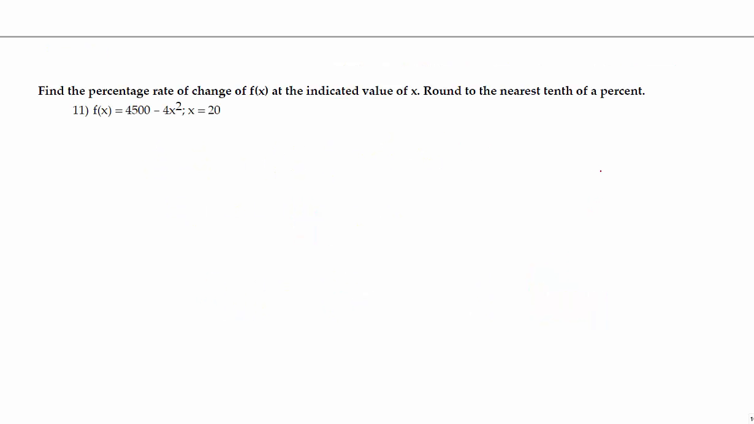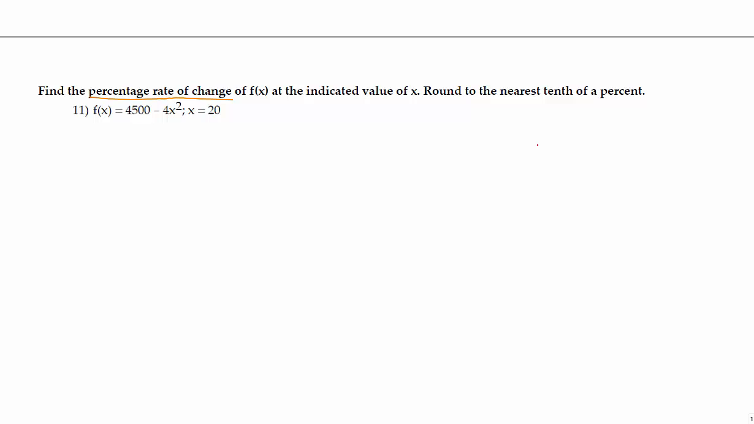Number 11, we are asked to find the percentage rate of change. Like I said, when you get into these applications, you've got to learn how to read the questions looking for keywords. So rate usually tells me to take the derivative, but a percentage rate of change, a relative rate of change, those are a little bit different.